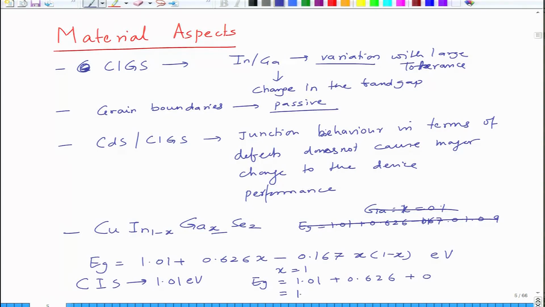So this is 1.636 eV. So you can say based on this formula, the band gap will change between 1.01 eV to 1.6 eV by changing the indium to gallium ratio.